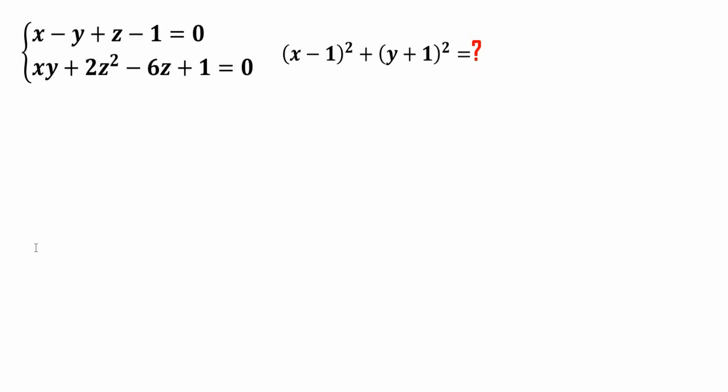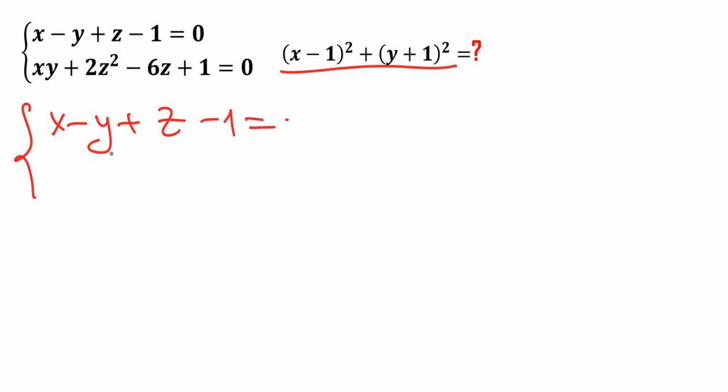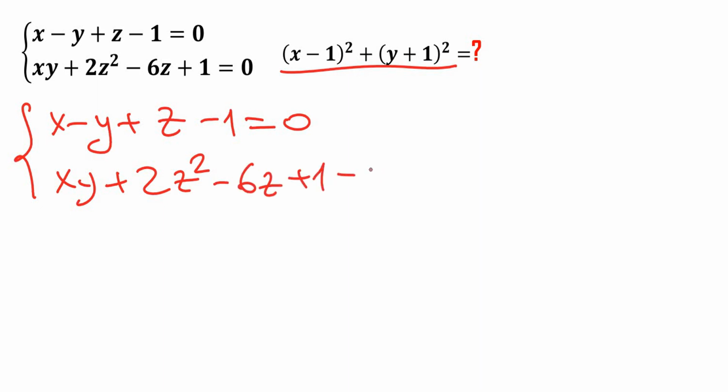Hello everyone, in this video we're going to find the maximum value of this expression if it's given this system of equations. Let's start. First of all, let me rewrite these two equations as they are here. So x minus y plus z minus 1 is equal to 0, and xy plus 2z squared minus 6z plus 1 is equal to 0.